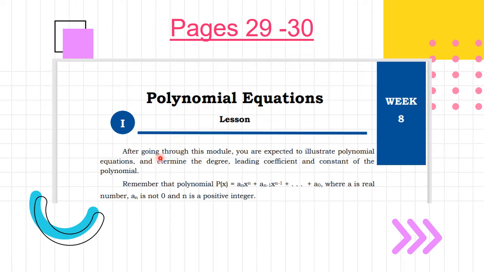So, polynomial equations. Our learning objectives are that you are expected to illustrate polynomial equations and determine the degree, the leading coefficient, and the constant term of a polynomial. So, remember that the polynomial p of x is equal to a sub n x raised to n plus a sub n minus 1 x raised to n minus 1 plus and so on plus a sub 0, where a is a real number, a sub n is not 0, and n is a positive integer.